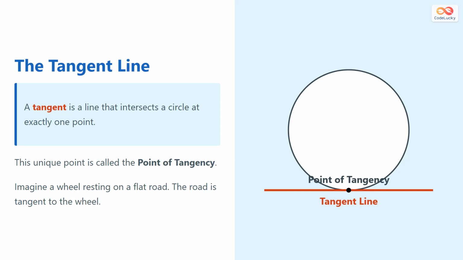First, let's review the basics. A tangent is a line that touches a circle at exactly one unique point. This point is known as the point of tangency. Think of it like a wheel resting on a flat road. The road represents the tangent line.